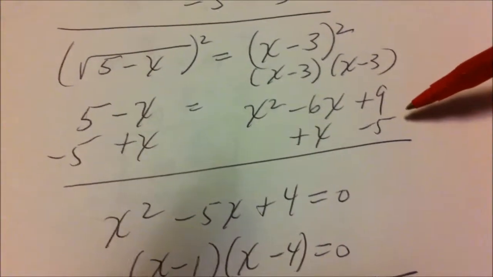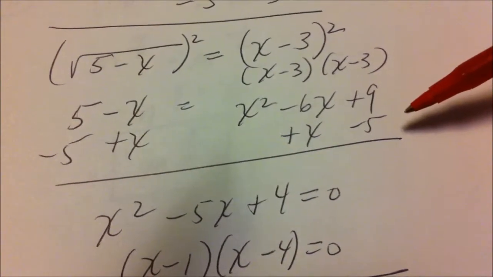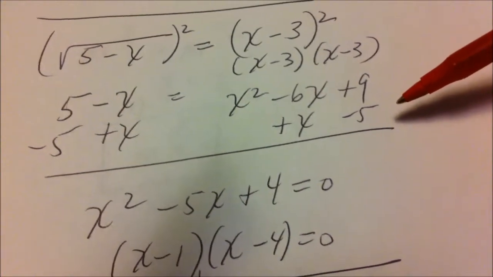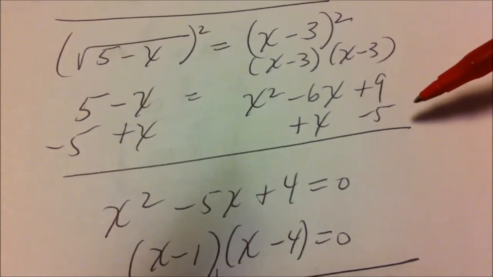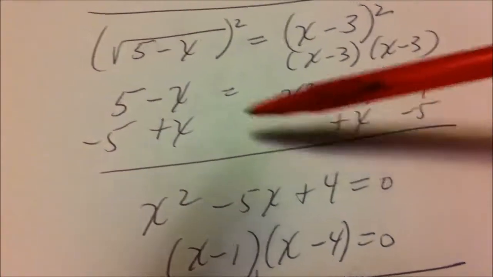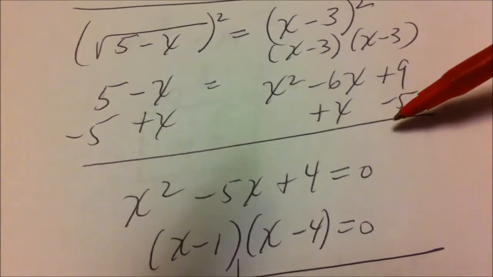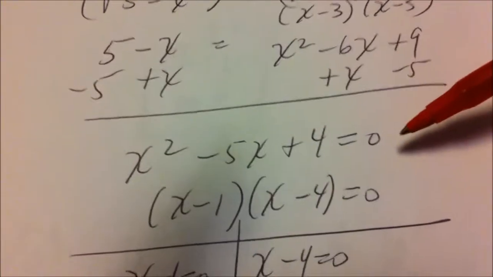This is a quadratic. It did not say to round or to express in simplest radical form or simplest a plus bi form. So the inference is that it is indeed factorable. So I'm going to subtract the 5, add the x, and I'm left with this nice quadratic over here.